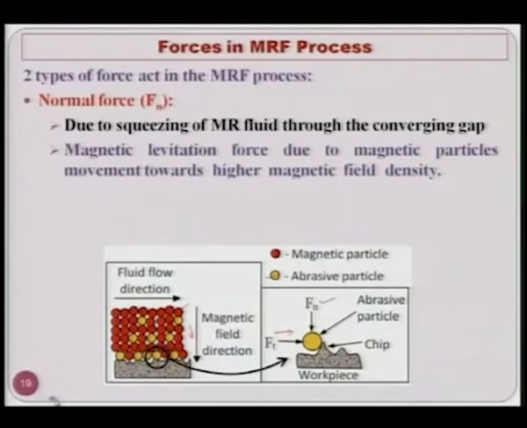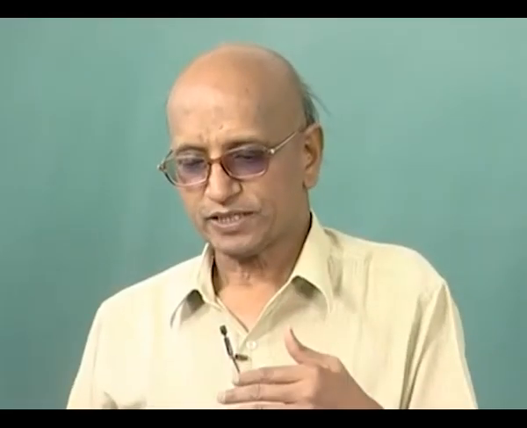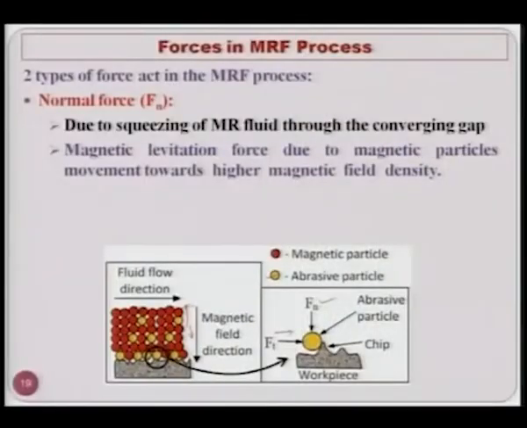And there is the magnetic levitation force due to the movement of magnetic particles towards the higher magnetic field. I have already mentioned that the magnetic particles move towards the magnet, and that magnet is surrounding the rotating wheel. So, when the magnetic particles are moving towards the magnet, they are moving away from the workpiece surface, and then the levitation force acts on the abrasive particles. That also helps in the penetration of the abrasive particle into the workpiece surface, as you can see in the right hand side figure.